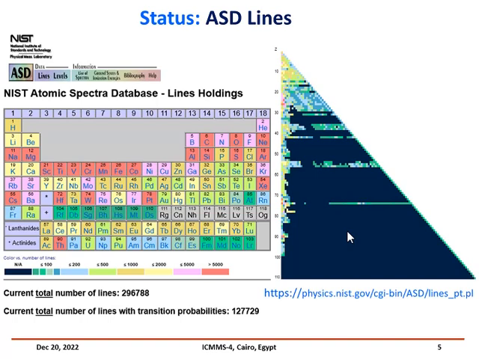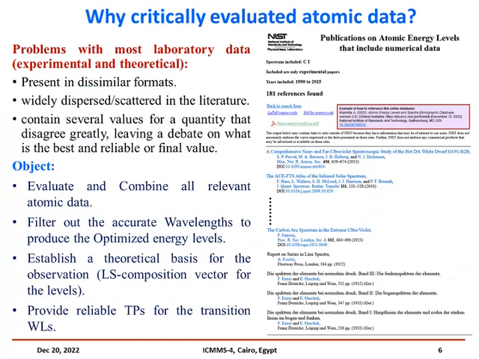So the question is, why does NIST carry out the critical evaluation before publishing the data in ASD NIST? This is because of the problem with most laboratory data, irrespective of their types. The atomic data are present in dissimilar formats. The data are widely scattered in the literature. On the right, you see the number of published experimental papers on neutral carbon from 1900 to 2015. There are more than 180 papers.